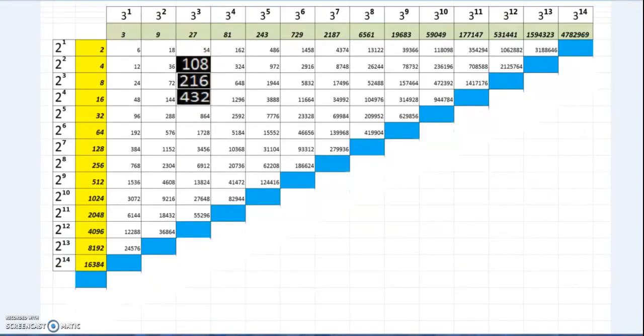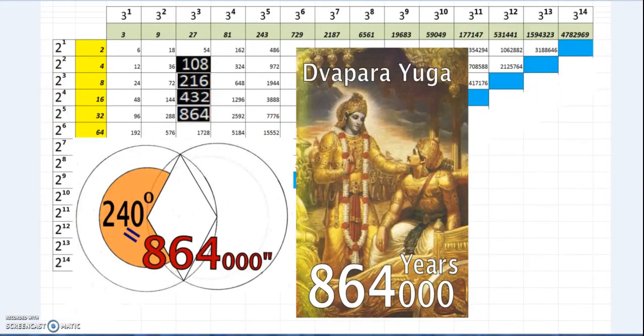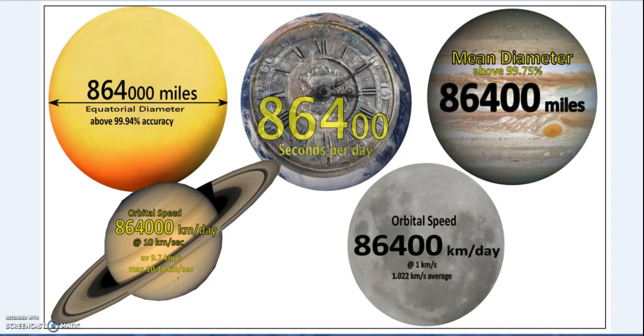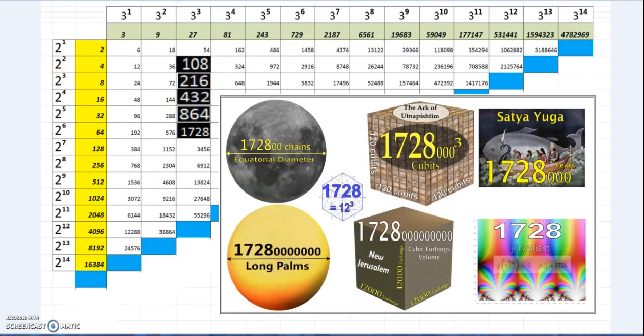Anyway, 864, 108, 432, 1728. It's across time, across cultures, built into the solar system, it would seem, in old legends and myths.